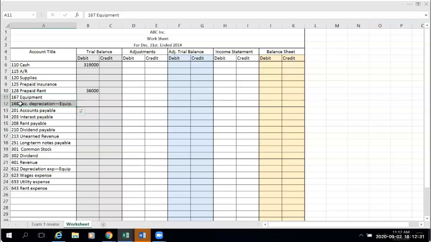The number 4 category in the asset section of the classified balance sheet is intangibles. Intangibles are like goodwill, franchise rights, patents, copyrights, trademarks. Those are all intangibles, or assets that you cannot touch, but they are assets. And they come after PP&E. In this case, we don't have any.